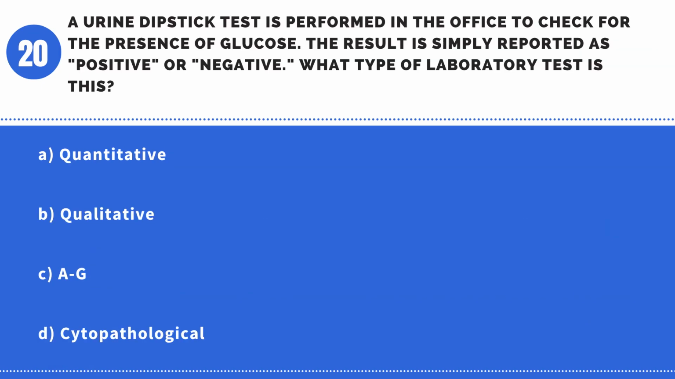Question 20. A urine dipstick test is performed in the office to check for the presence of glucose. The result is simply reported as positive or negative. What type of laboratory test is this? A. Quantitative. B. Qualitative. C. AG. D. Cytopathological.